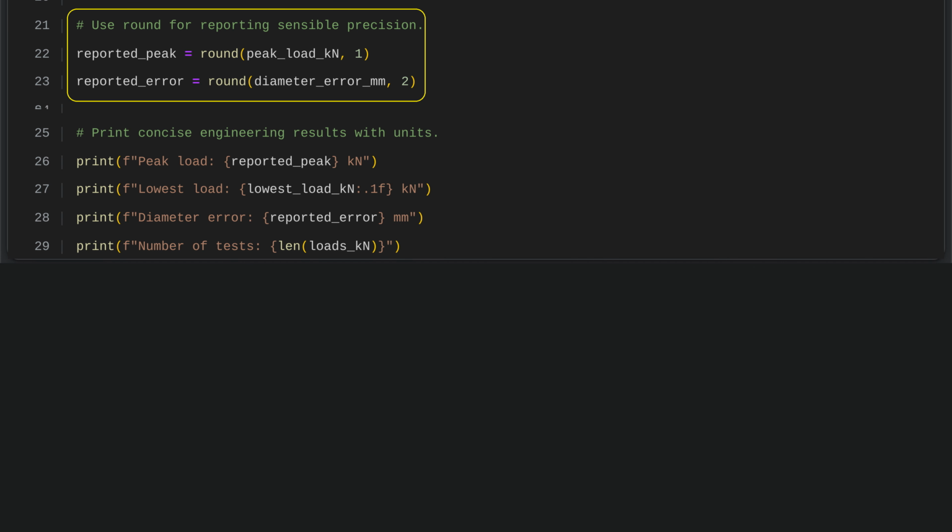Round reported engineering values to appropriate decimal places for clarity and consistency. The peak load is rounded to 1 decimal place, while the diameter error is rounded to 2 decimal places, making both results easier to interpret and communicate.